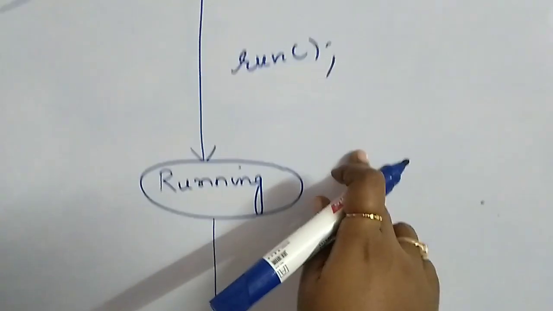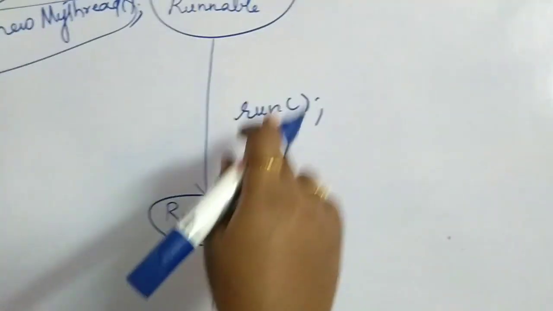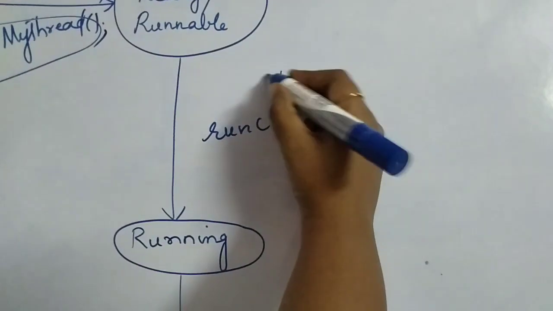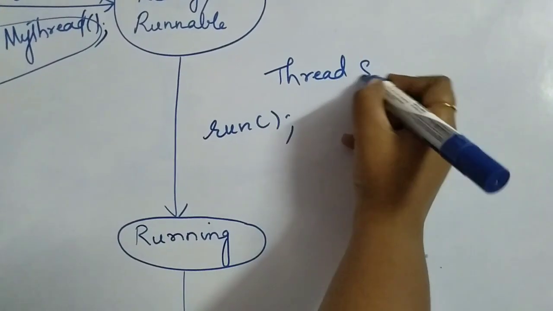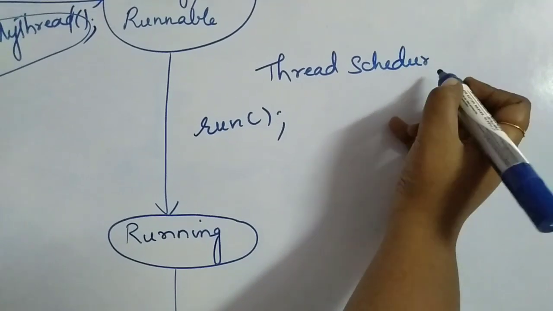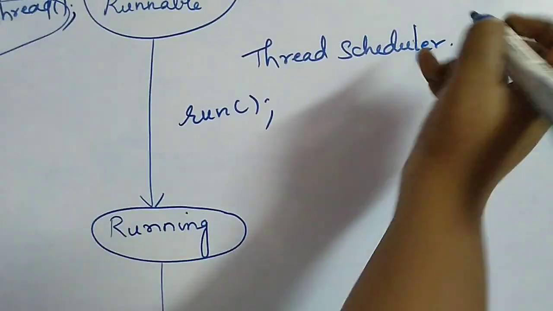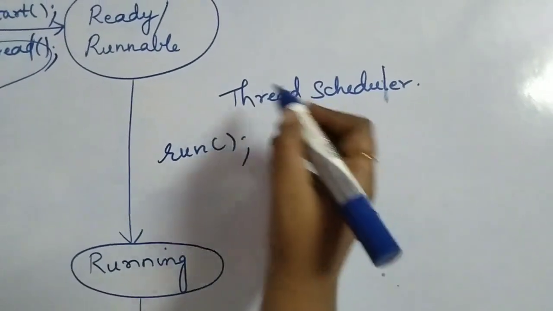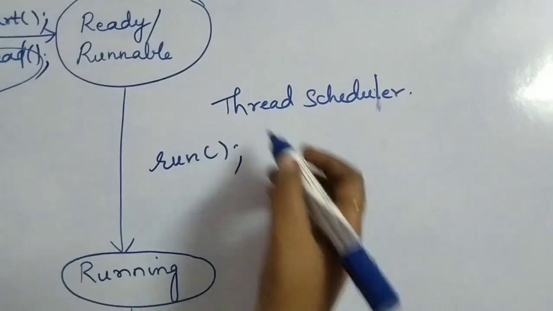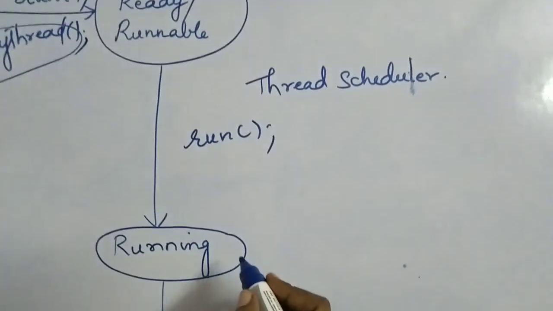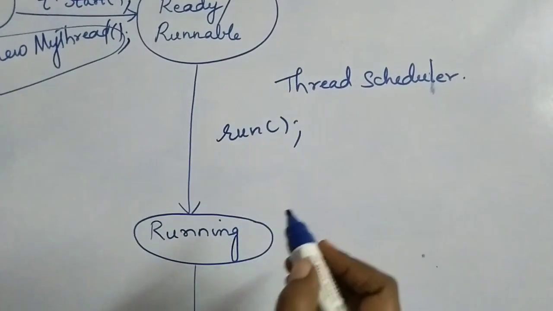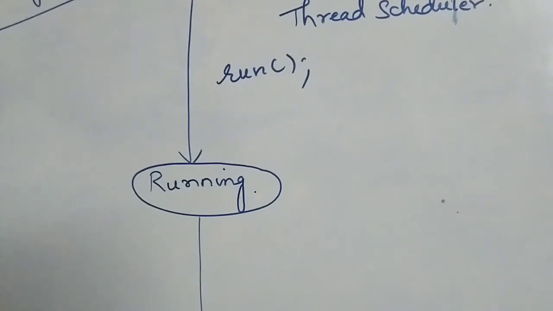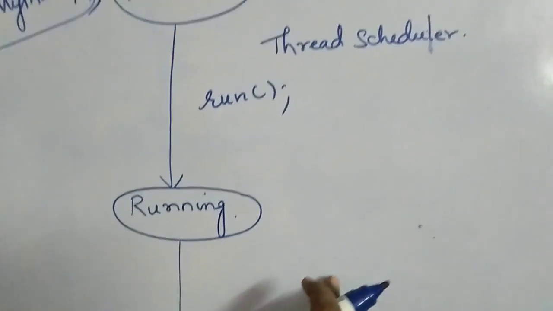When does the thread enter into the running state? The thread enters the running state once the thread scheduler plays its role. The thread scheduler has certain threads inside the thread pool, picks one thread, and allocates the resources to that thread. When the thread is picked and the CPU resource is allocated to it, the thread enters the running state.